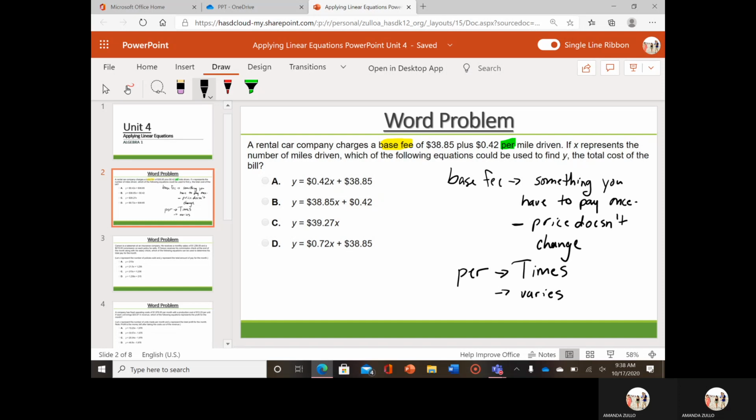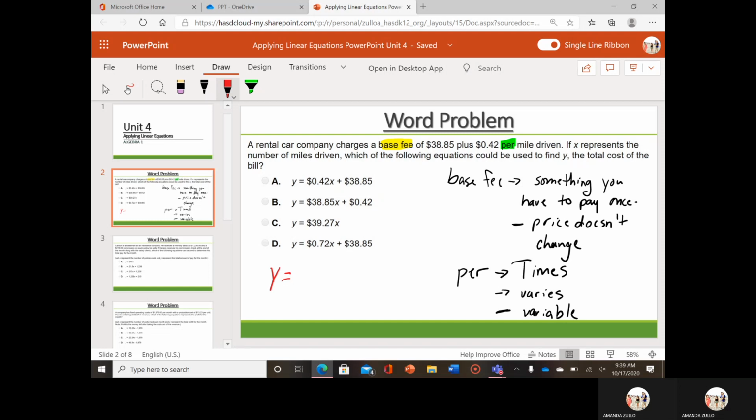Like in this one, this varies per mile, okay? So the price goes up every mile that you drive. This is something that varies. And since it varies, whenever you see the word per, you're going to want to use a variable, okay? So when you're setting this up, you have to find Y. Y is the total cost. So Y equals. And if we're just writing this, as we're reading it, I'm going to start reading it again.